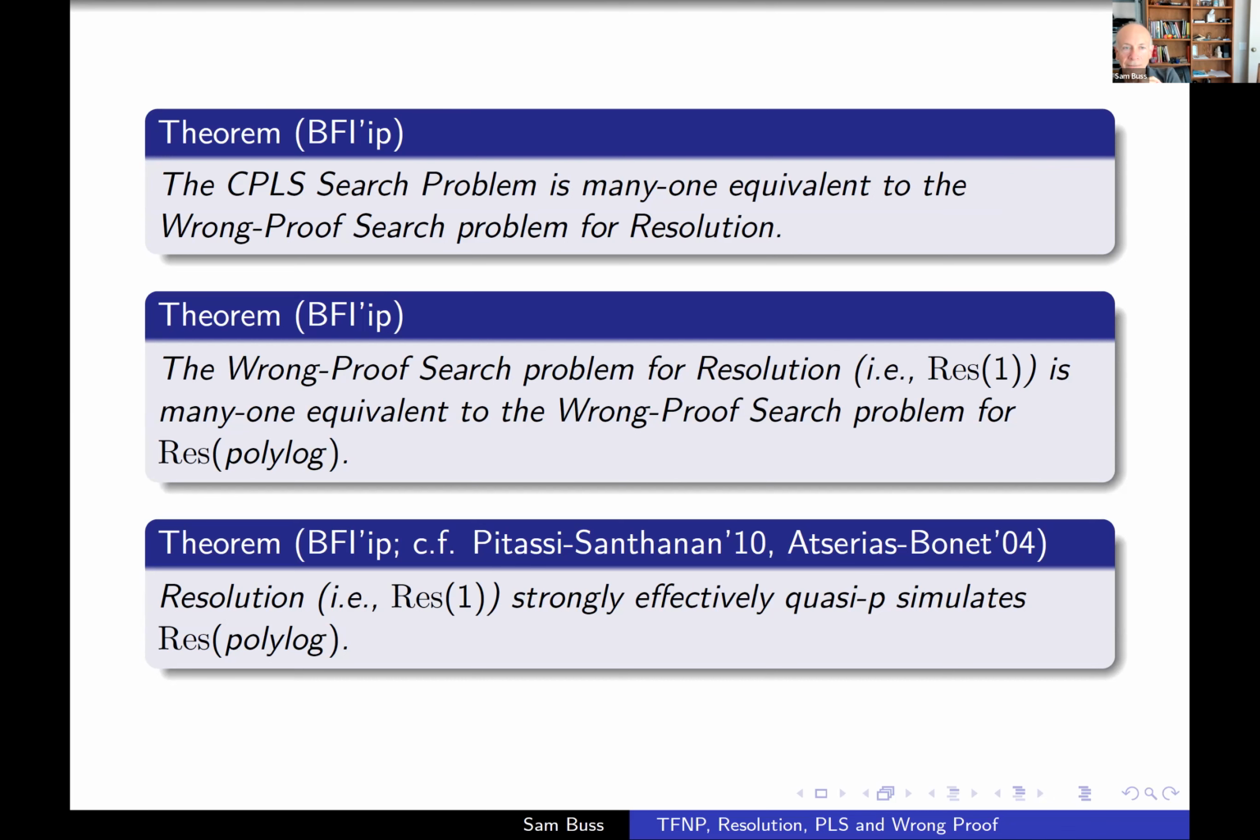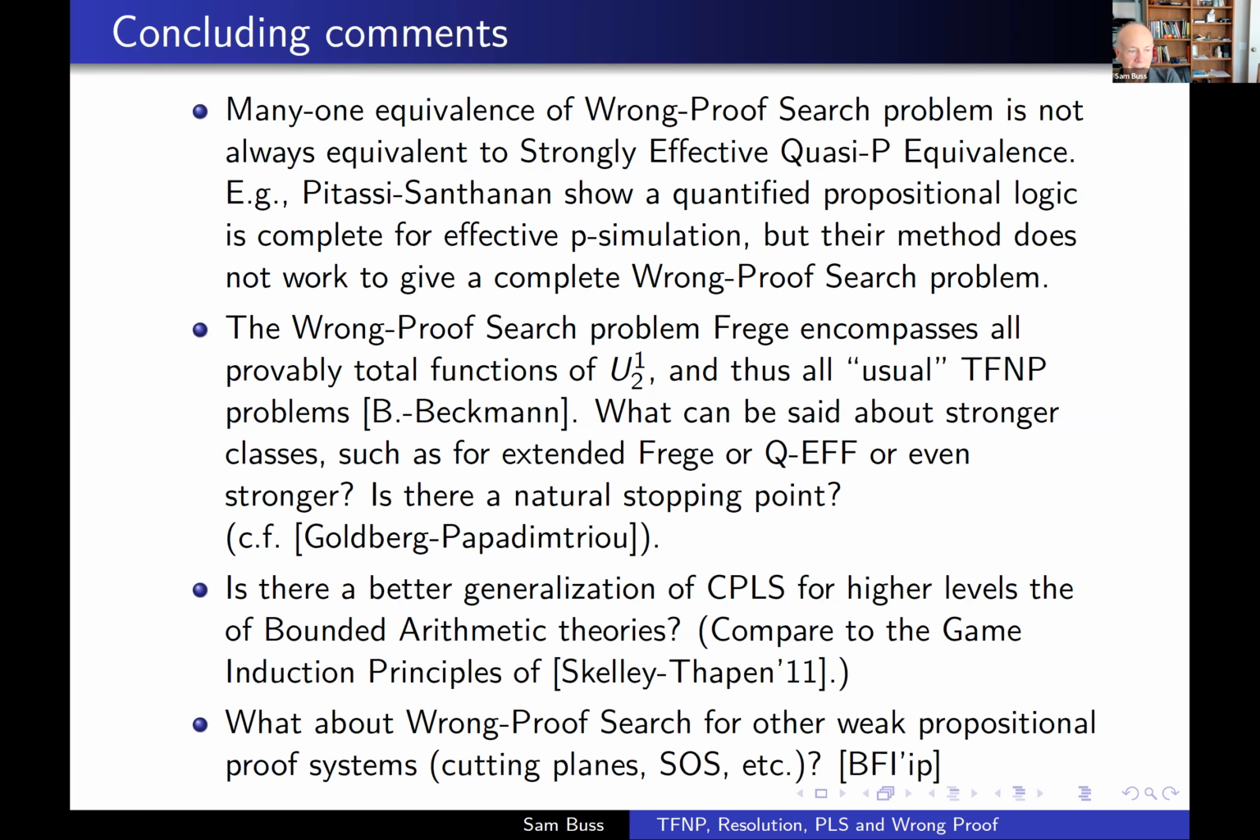So I was going to finish up with some concluding comments here. I hope I'm not yet out of time. First comment is, although I gave you two theorems where strongly effective quasi-P simulation or equivalence is the same as equivalence of the wrong proof search problems, this isn't always the case that we have this equivalence.